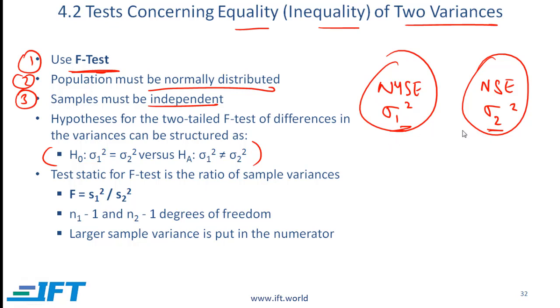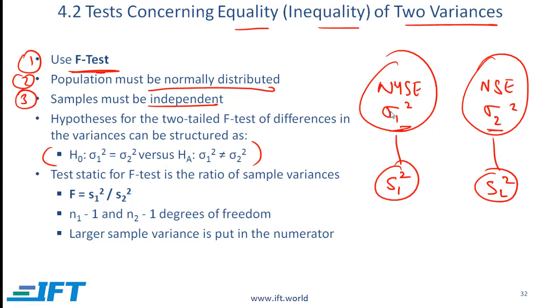Obviously, there is a variance number for both these exchanges, and you are concerned about whether these two variances are equal or not. The test statistic for the F test is simply the ratio of the sample variances. So you draw a sample and you will have a certain variance for this sample. We call that S1 squared. And here we have S2 squared. The ratio of these two will be the F statistic.